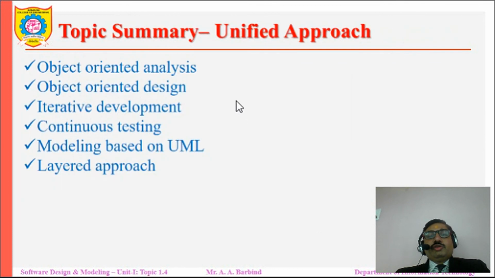So in this topic we have seen the unified approach, which consists of these particular components.